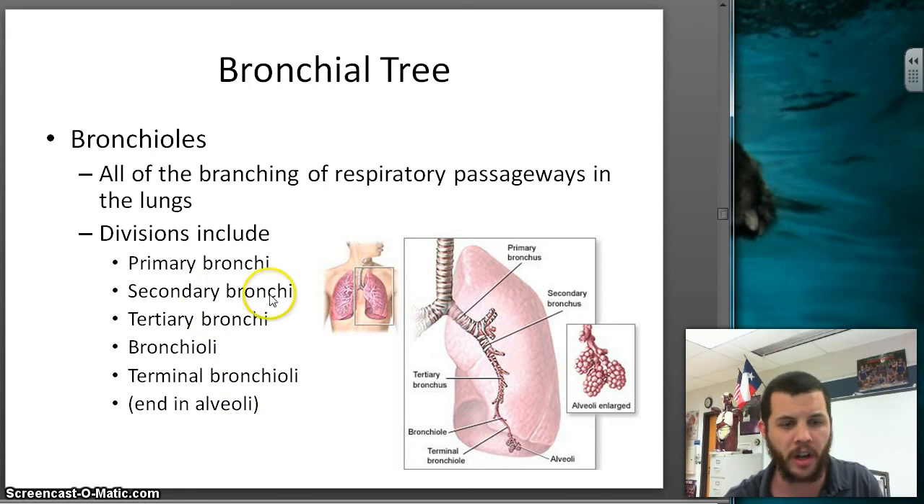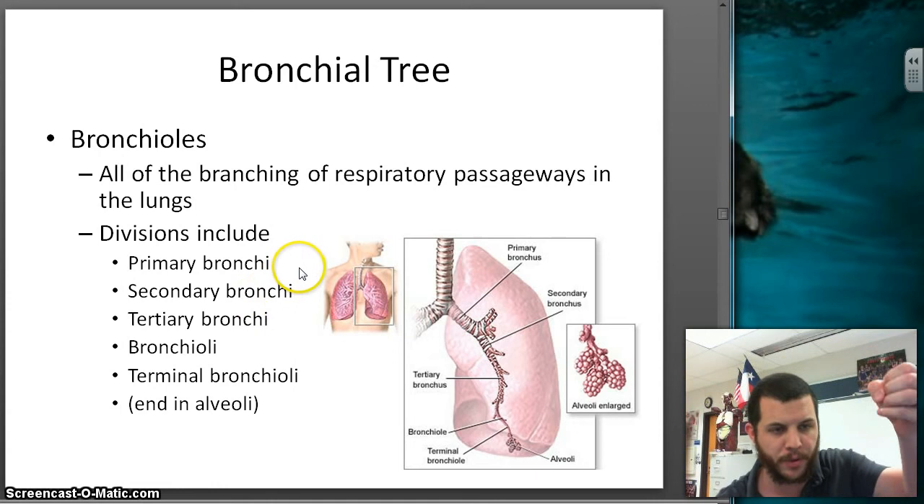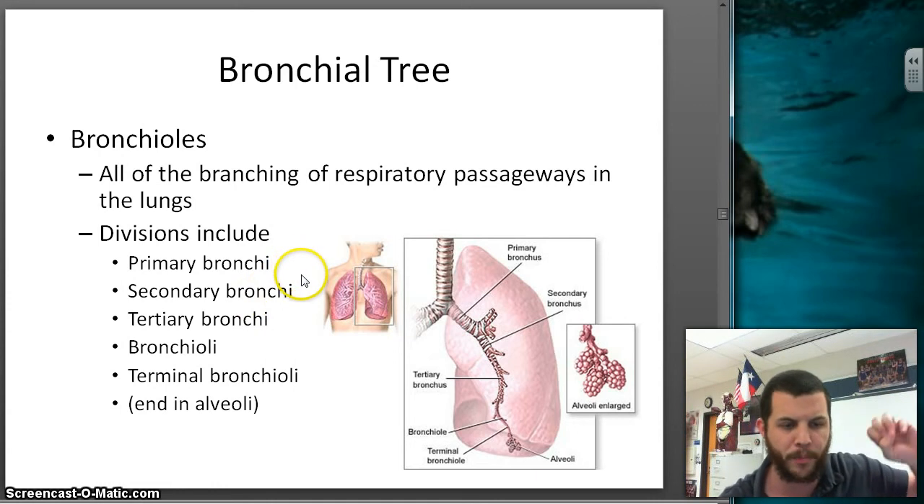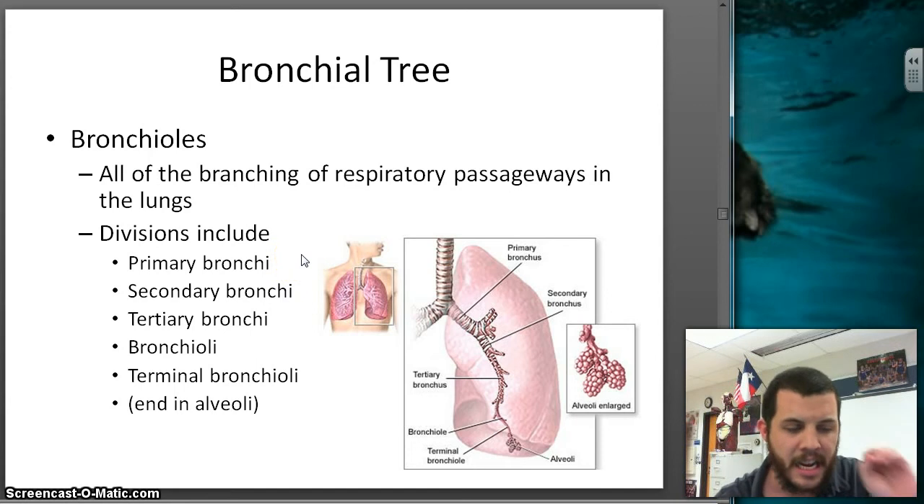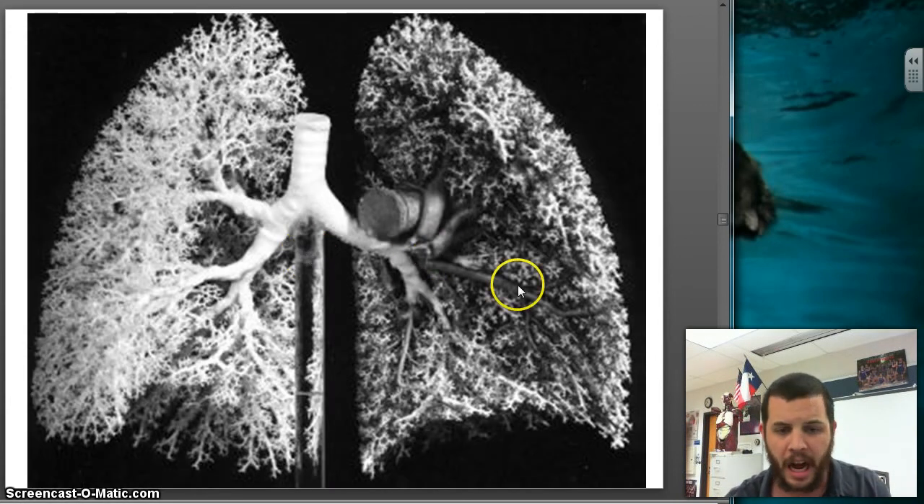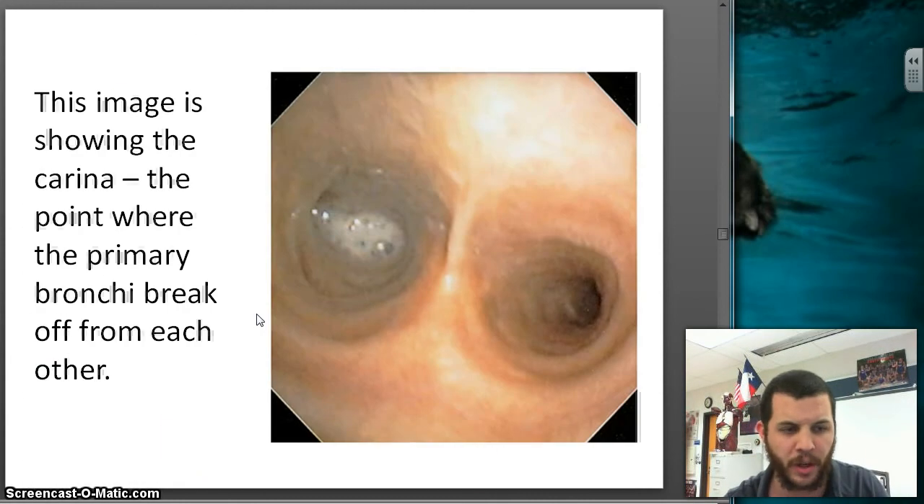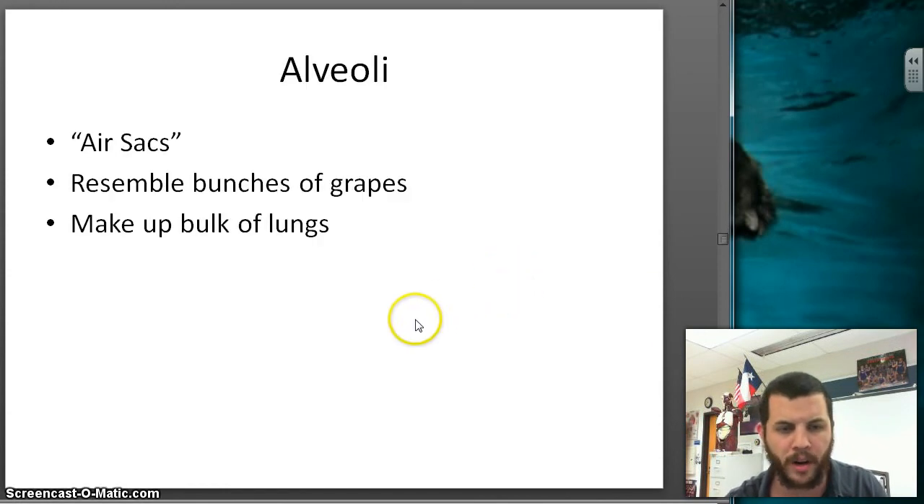Your bronchioles are all of the little branchings. So once you go down through the trachea into the primary bronchi and secondary bronchi and tertiary bronchi, then you're going to get into your bronchioles, and then eventually the terminal bronchioles, and then you're going to end in your alveolar sacs. So here's the trachea here. Primary bronchi is here. Secondary bronchi, tertiary bronchi, then you're going to break down into the bronchioles and then eventually your alveolar sacs. This is called the carina. It's the point where the 2 primary bronchi branch off.